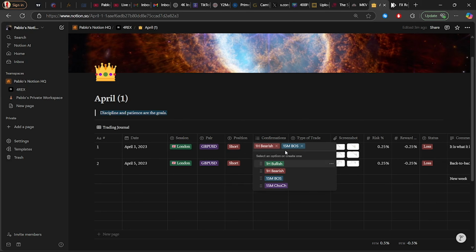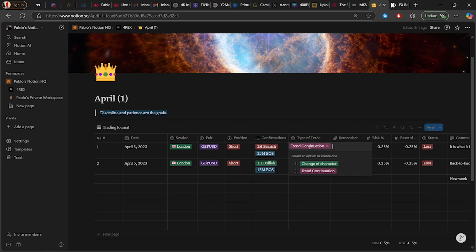On our bullish 50-minute break of structure, all these confluences are what I use before I enter a trade: the 1 hour bullish, 1 hour bearish, 50-minute break of structure, buys or sells. Then trade condition: is it a change of character that I'm trading, or trade condition? If it is trade condition, I will put condition. If it is change of character, I will put change of character.